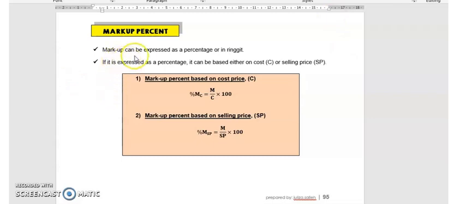So here markup percent is expressed as a percentage, where it can be based on either cost or selling price. So if based on cost, how do we find the markup percentage?